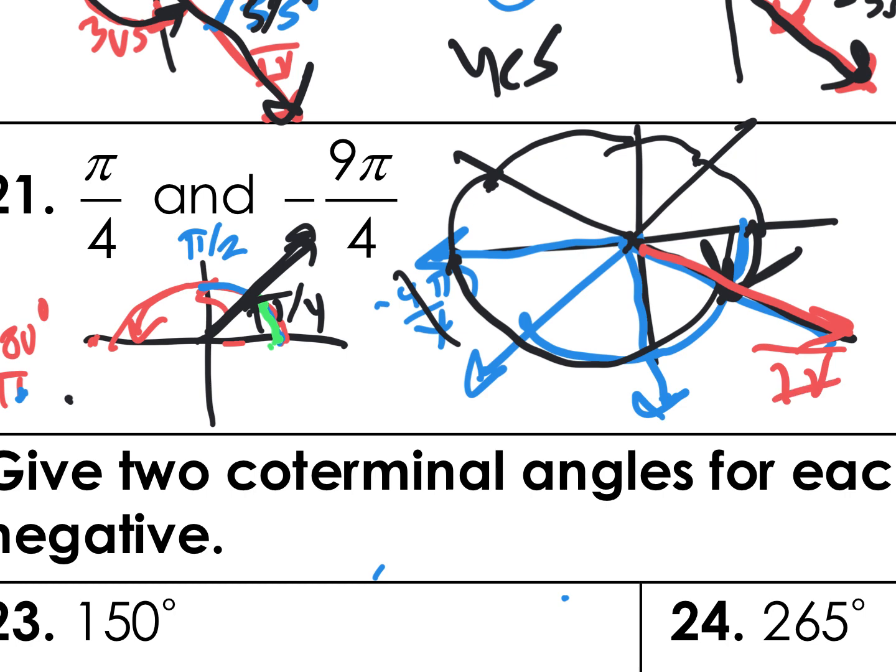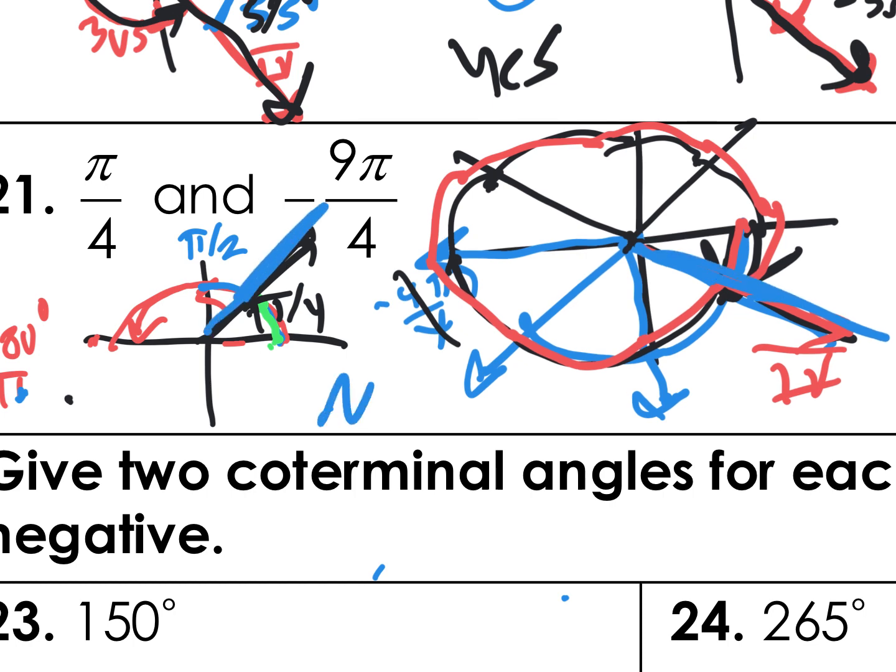I'm going to count them again. 1, 2, 3, 4, 5, 6, 7, 8. One more again. There's your -9 pi over 4. Does that terminate in the same place as pi over 4 did? No.